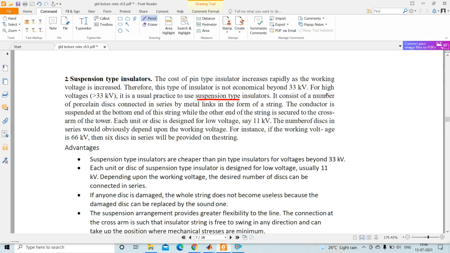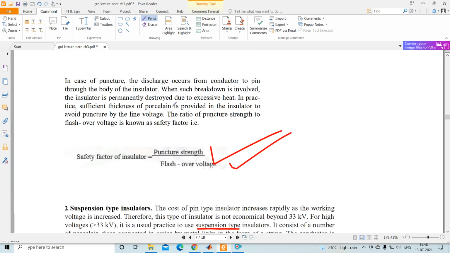Let's see. It consists of a number of porcelain discs connected in series by metal link in the form of a string. So the conductor is suspended at the bottom end of this string, while the other end of the string is secured to the cross arm of the tower. Each unit of disc is designed for low voltage, say up to 11 kV. So the number of discs in series would obviously depend upon the working voltage. For instance, if the working voltage is 66 kV, then 6 discs in series will be provided on that string.